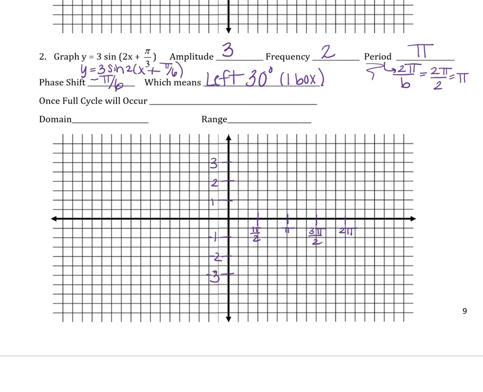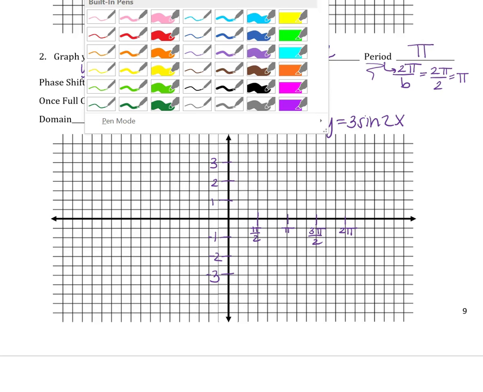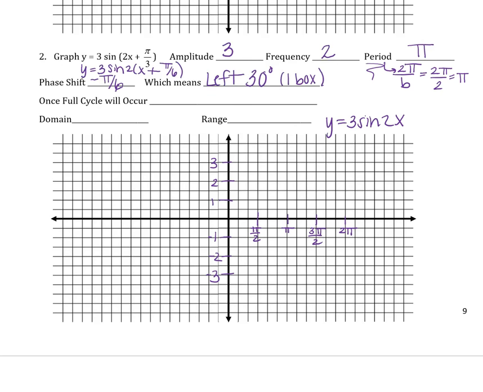Now, what I'm going to do first is graph y equals 3 sine of 2x. So notice that I don't have the shift or anything. I'm going to graph this, and then I'm going to move everything over pi over 6 units. So I'll do this in a lighter color so that we're keeping track here. I'll do it in this pink color. So sine on this curve is going to be pi units because that's the period.